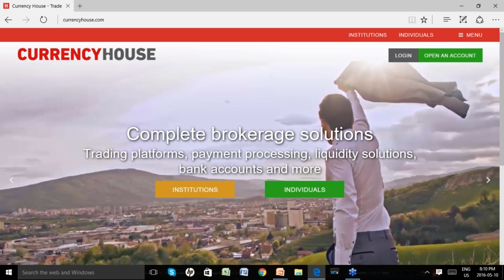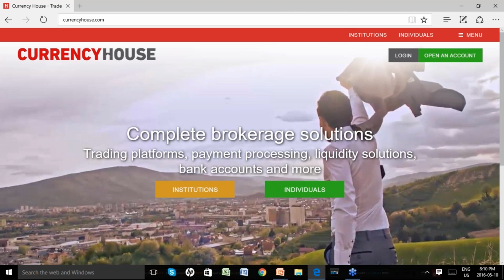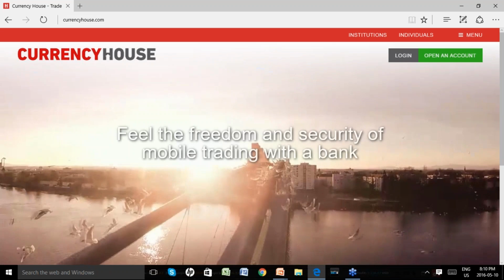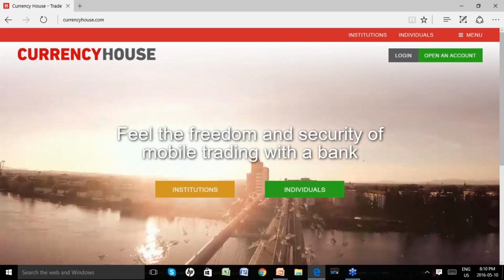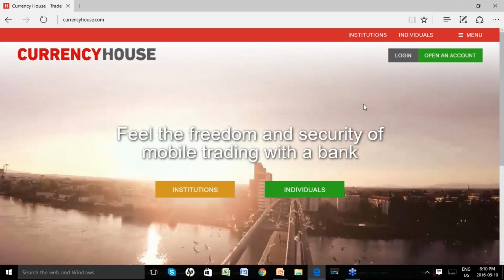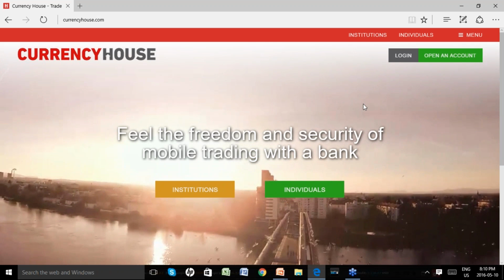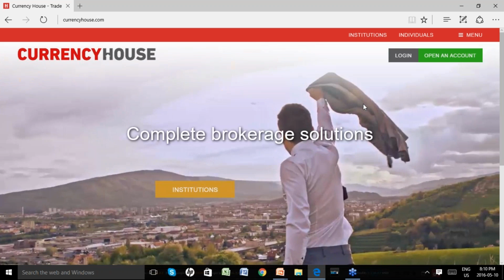Again, this is the Currency House site, currencyhouse.com, any browser. Sometimes Safari gives trouble, so just try to stick to Chrome, Firefox, or Internet Explorer. If you ever have a problem, of course, just email us at info@currencyhouse, and we'll answer right away.